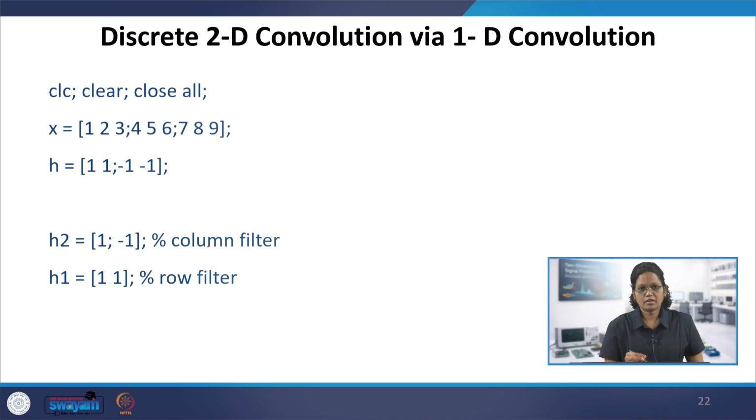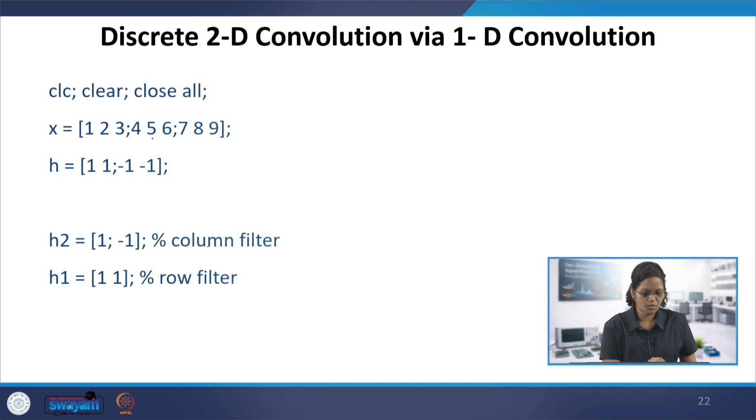Now taking the next example, which is discrete 2D convolution via 1D convolution. How do you perform this 2D convolution through 1D convolution? The signal x is the example which we had already solved in the lectures: 1, 2, 3, 4, 5, 6, 7, 8, if you take this matrix, and h is the impulse response.